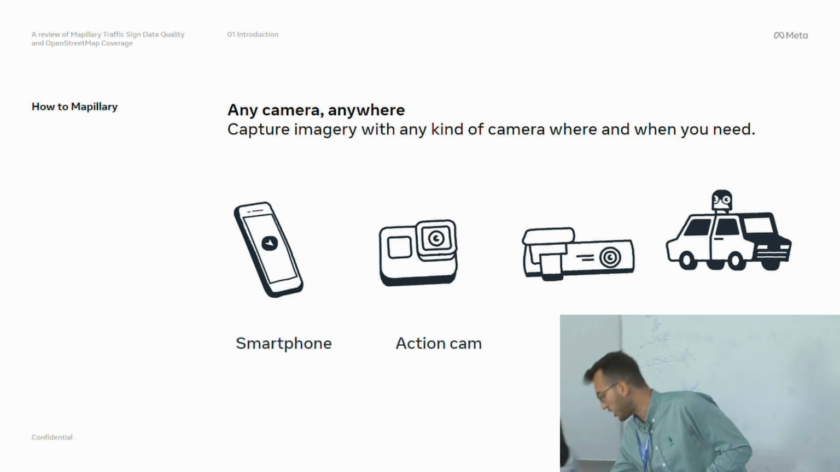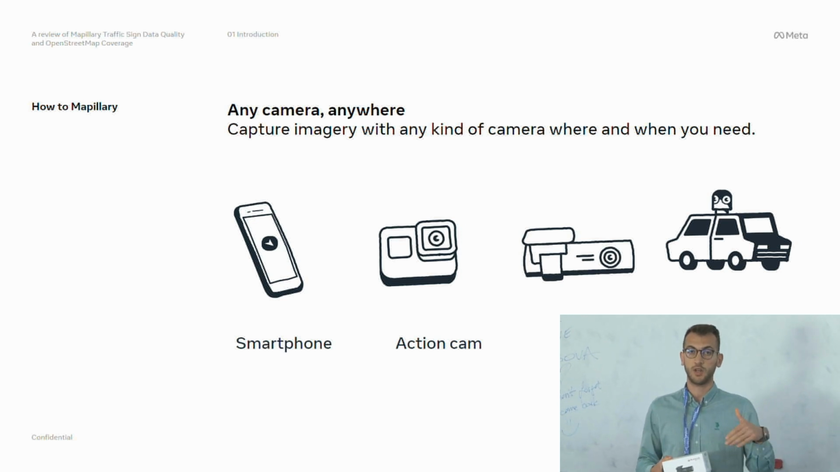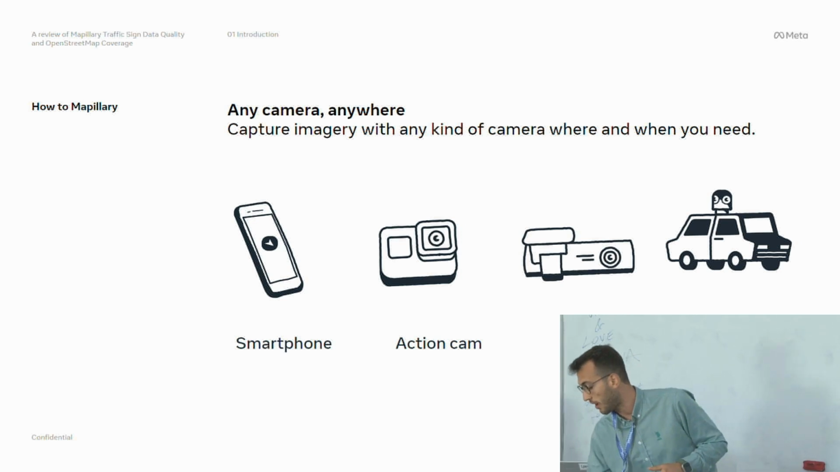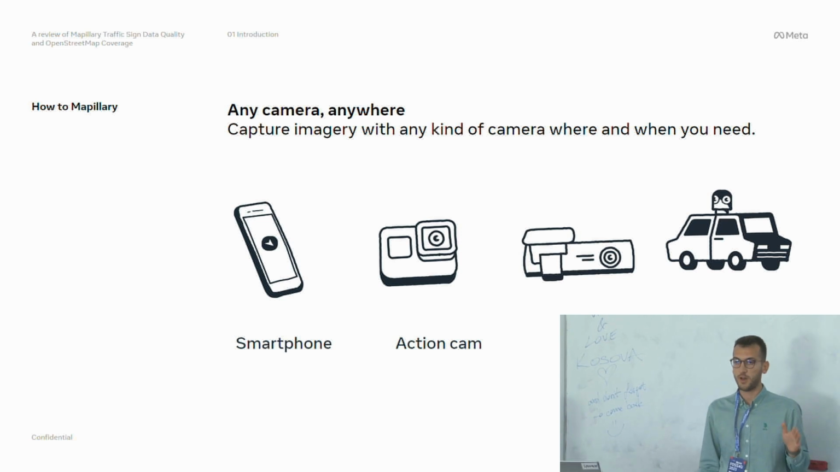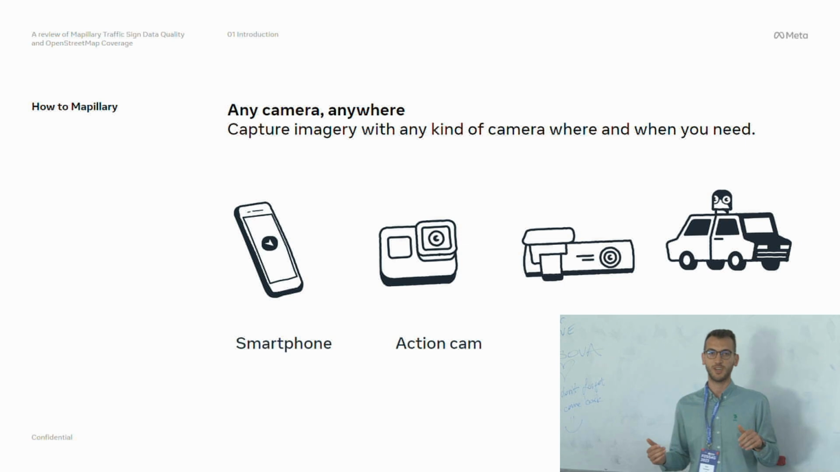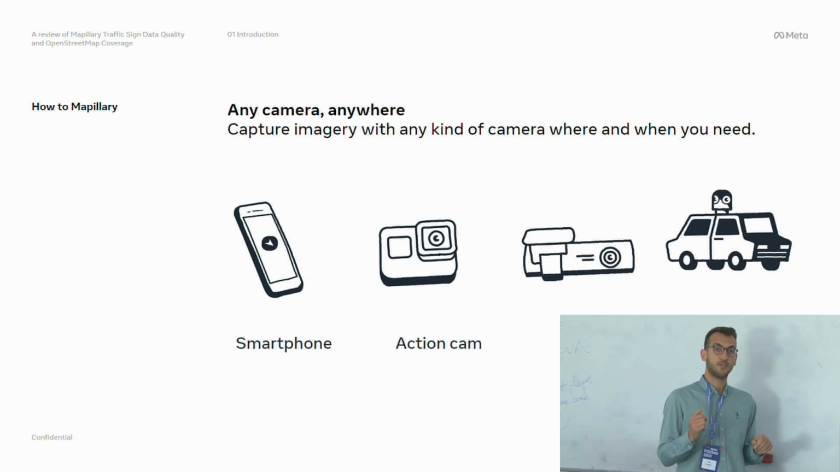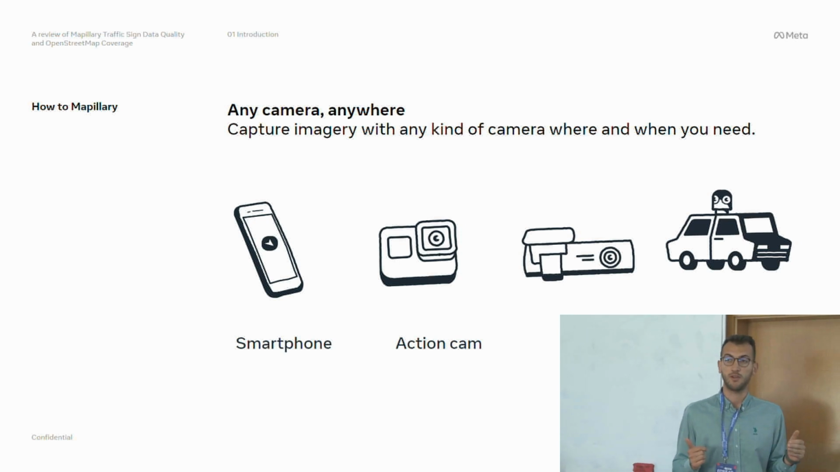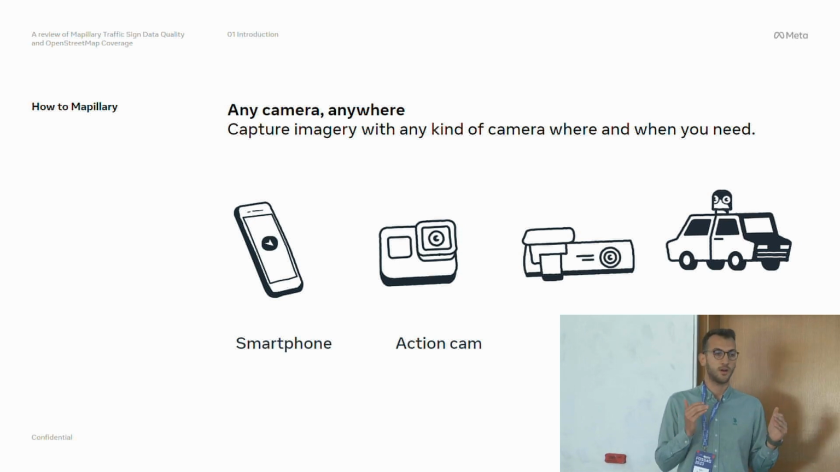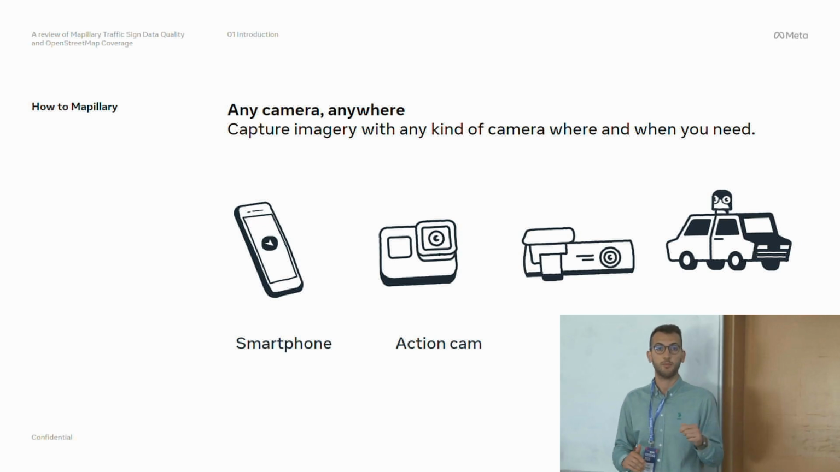Then we also have a dash cam, where you can put this in front of your car and capture while you're traveling. So if you have a car and you're constantly driving, please let me know, we can chat more about dash cams. You can also use a professional rig for contributing to Mapillary. We have partners and NGOs and companies who are using professional rigs like Ladybug, Trimble, etc., and they're uploading to Mapillary.